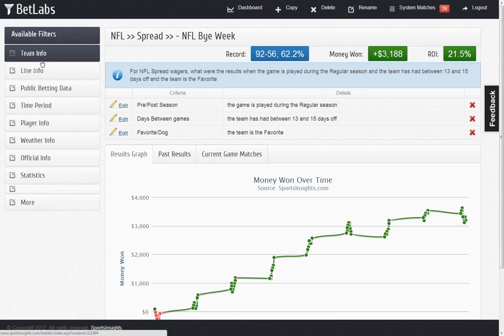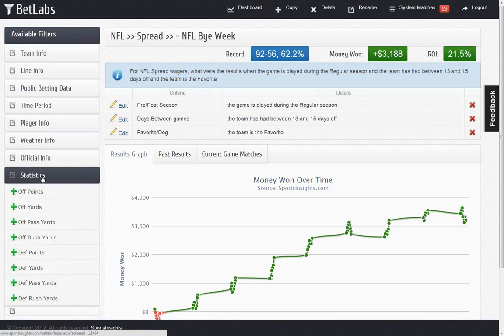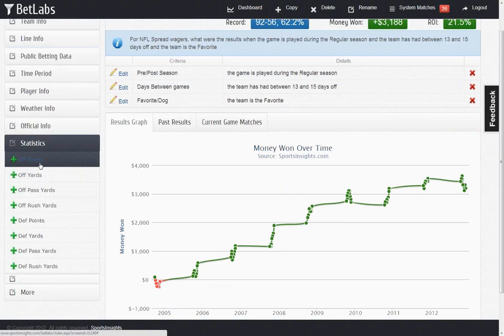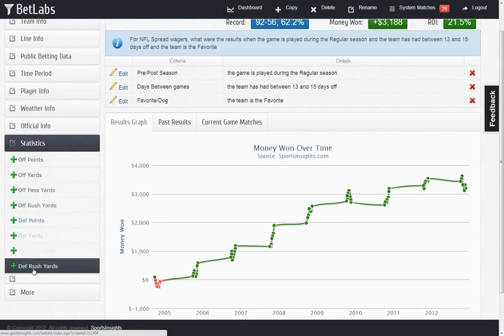The filters on the left-hand side, I should probably talk about that. I see some people asking about statistics. Those are team offensive points, offensive yards, offensive passing yards, rushing yards for the offense, and then, of course, the defensive flip side. We offer this for at least two of the major sports, NBA and NFL. We're adding college as we speak. That should be here sooner than later, but right now it's not.